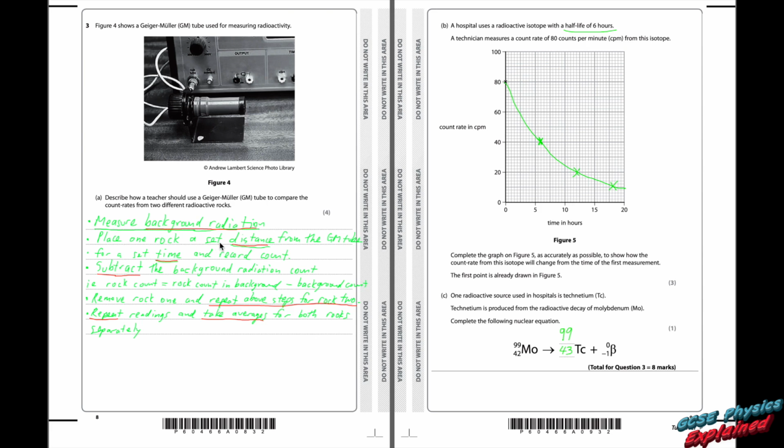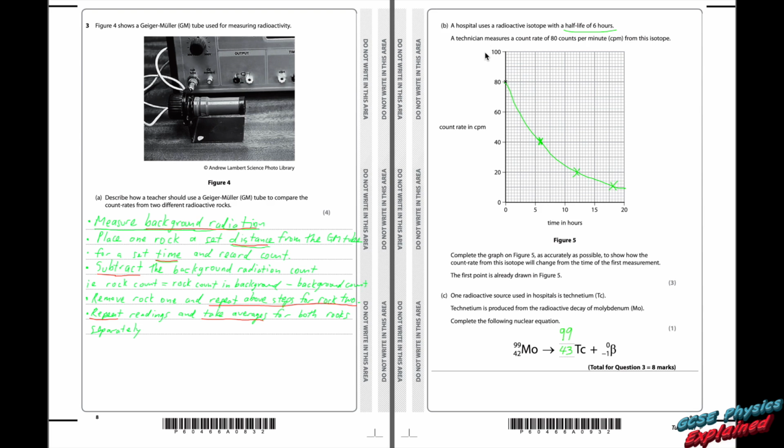and then place one rock at a set distance from the Geiger-Müller tube for a set amount of time and record the count. Subtract the background radiation count. So to work out the rock count, just say the count with the rock was like 310 and the background was 10. So do 310 take away 10, so the rock count would be 300. Then remove that rock and repeat the above steps for the second rock. And once you've done that, do it again. Repeat the readings for both the rocks and take the averages.